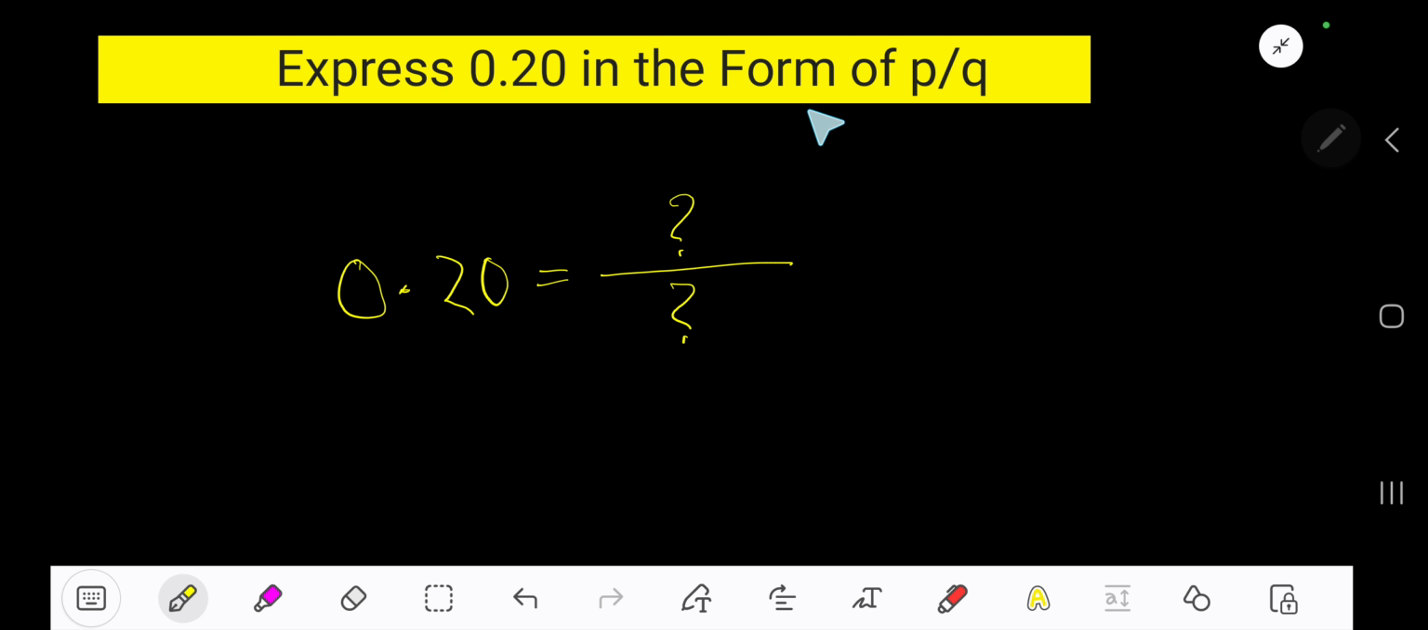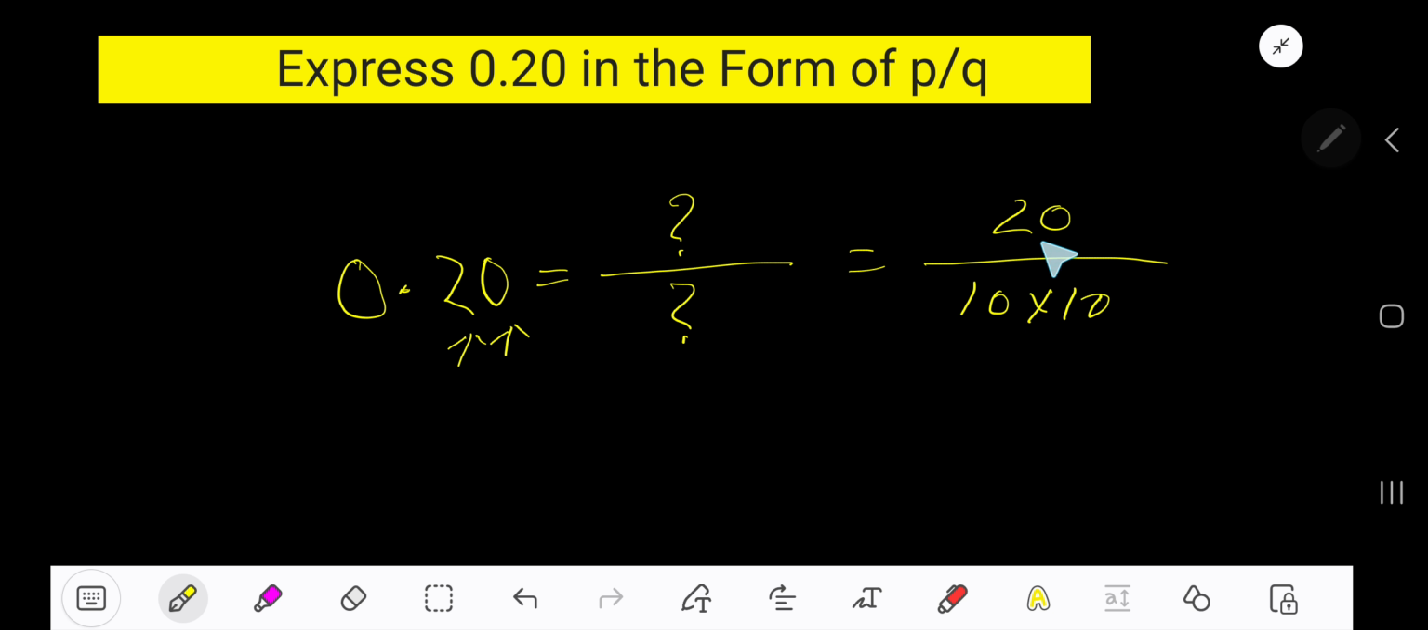Express 0.20 in the form of p/q. We need numerator and denominator. For the numerator, just remove the decimal and write the number you are getting. And for the denominator, for every digit after the decimal, you have to write 10. Here we have two digits, so we have to write 10 × 10, of course.